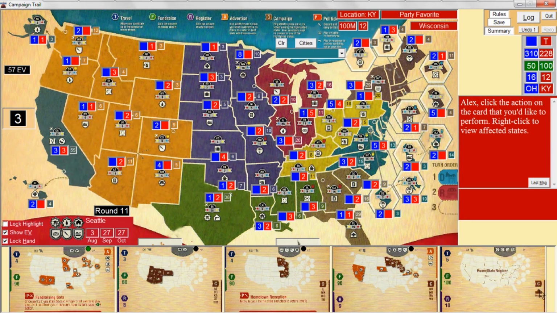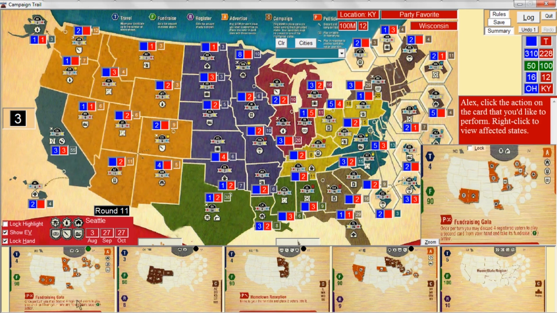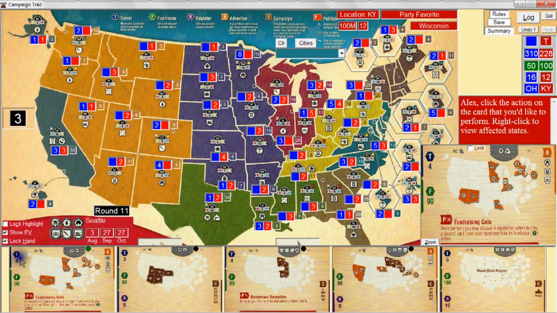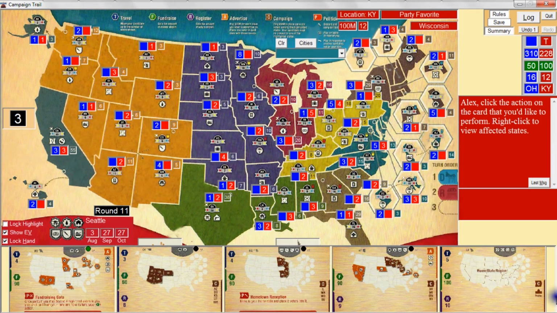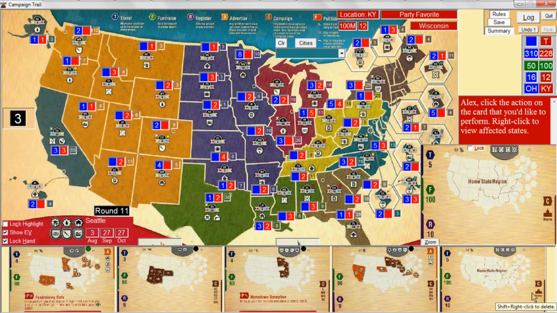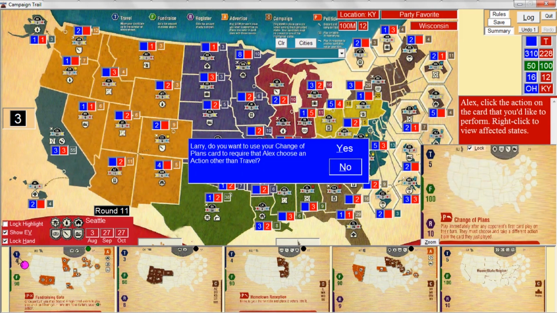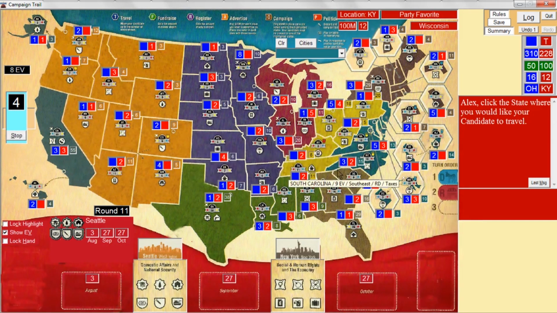So, what if I use... Oh, we have 3 good debate cards here. What if I use this card to get to, say, Michigan? And then I'll use this card on the last turn of August to campaign up here in the Great Lakes area. Yeah, let's travel. Get all the way up to Michigan. And I'll stop there.